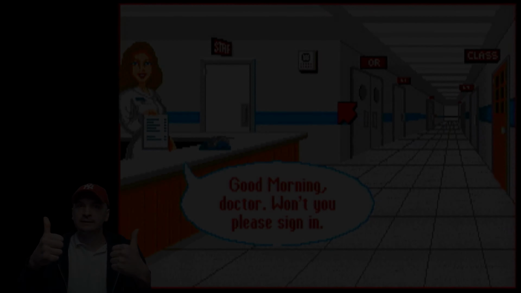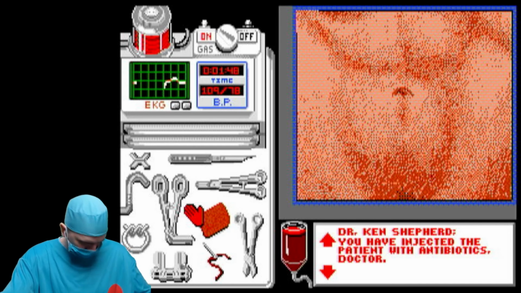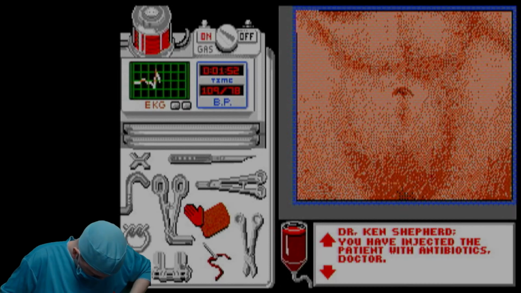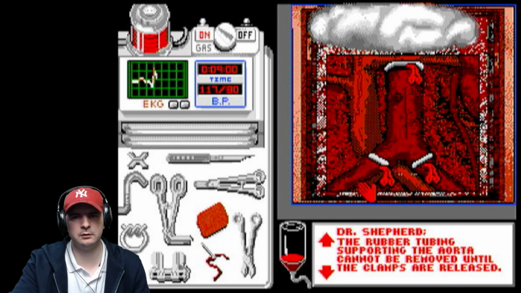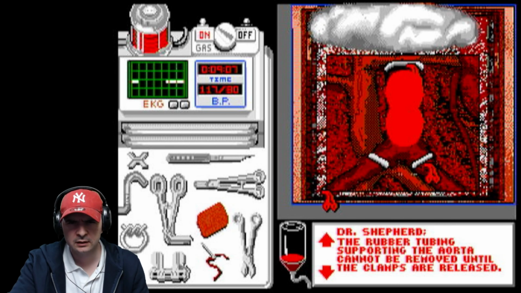So, we're going to use the scalpel, which is... Where'd that go? Don't bleed to death. Don't bleed to... Bled to death.